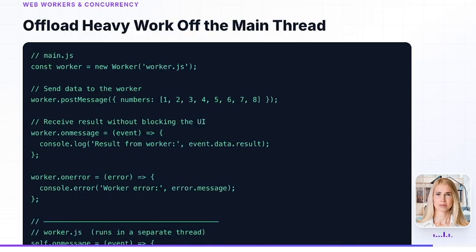Web workers let you run expensive JavaScript on a background thread so the main thread, and your UI, stays responsive. You communicate between threads using postMessage and onmessage, passing serialized data back and forth. This pattern is essential for tasks like image processing, large data crunching, or any loop that would otherwise freeze the browser.